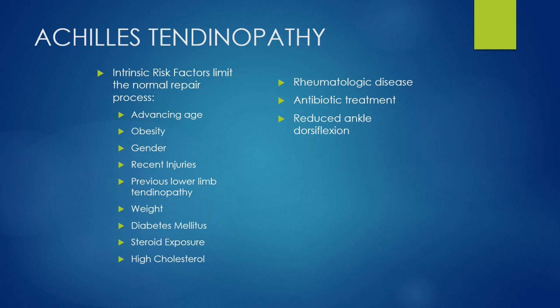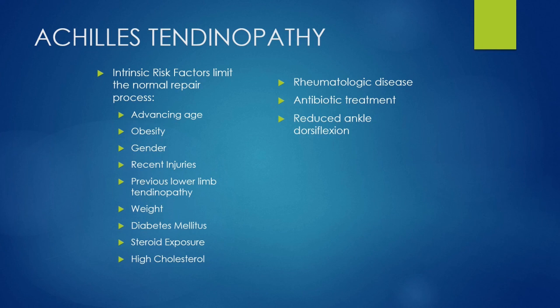Gender, it seems that Achilles tendinopathy is much more common in males than females. And this is unique to Achilles tendinopathy because some tendinopathies have equal prevalence between the sexes, and some tendinopathies, such as gluteus medius tendinopathy, are more commonly found in the female gender. Also, exposure to some chemicals, such as steroids and antibiotics, seem to negatively affect tendon homeostasis.